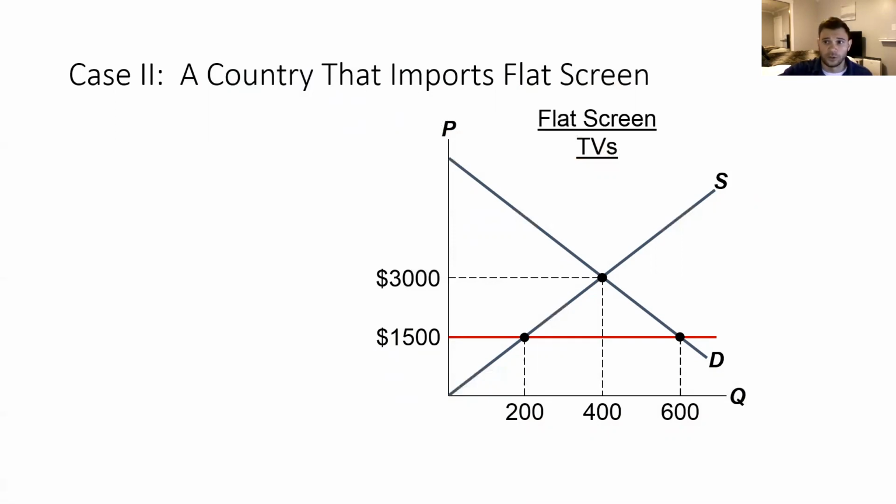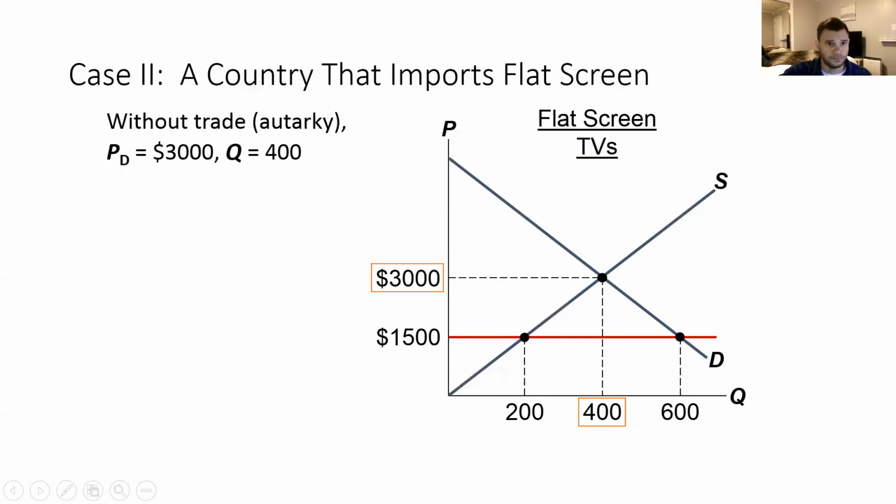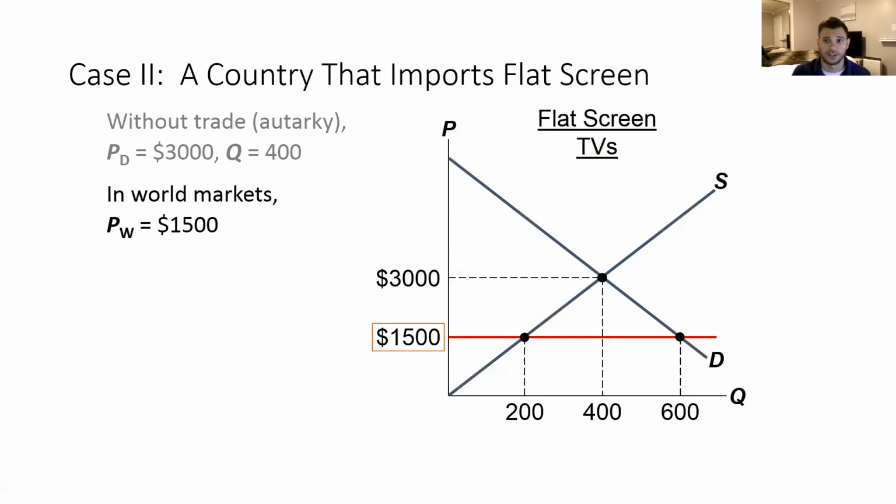Okay, so we're going to start here by considering the market for flat screen TVs. And we're going to start by looking again at the market equilibrium when we're isolated in autarky. Note that without any trade in autarky, the price of a flat screen TV would be $3,000, and in equilibrium, the quantity traded, let's say, is 400,000 units. However, in the international market, the price of a flat screen TV is much cheaper. It can be produced at a cost advantage abroad.